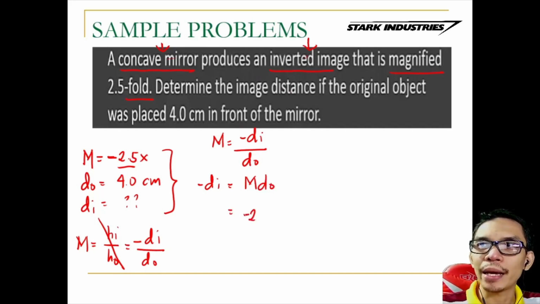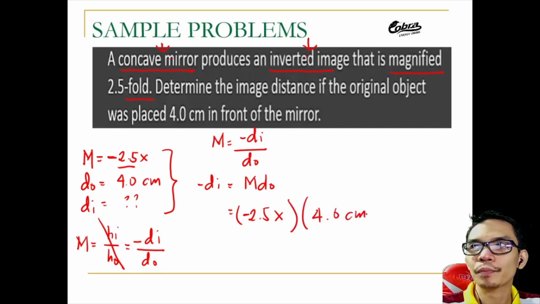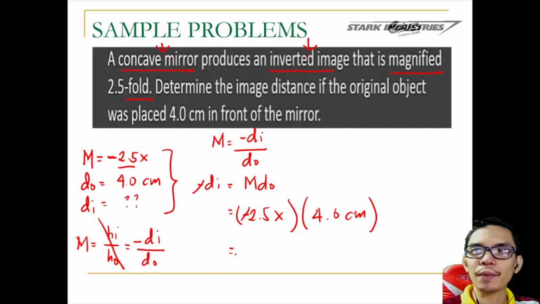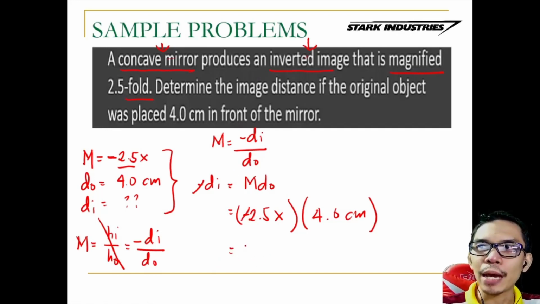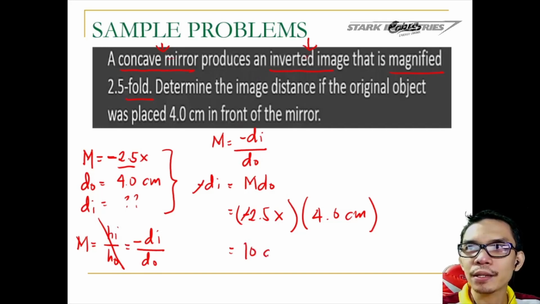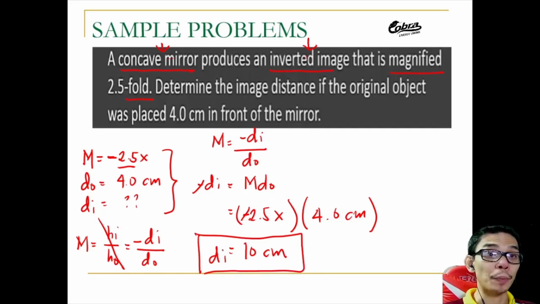So we have negative 2.5x, 2.5 times 4.0 cm. Cancel the negative, and the answer should be 2.5 times 4, that will be 10 cm. So the distance of the image is 10 centimeter. That is the complete answer.